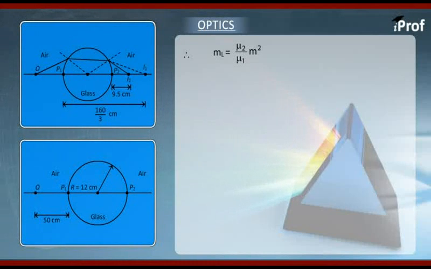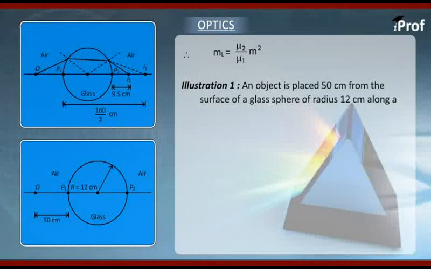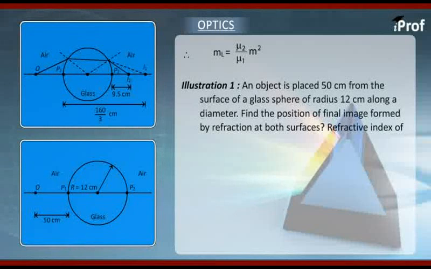The problem on screen says we have an object which is placed 50 cm from the surface of a glass sphere of radius 12 cm along a diameter. Find the position of the final image formed by refraction at both surfaces, and we have to take the refractive index of glass as 1.6. Now let's go event by event.